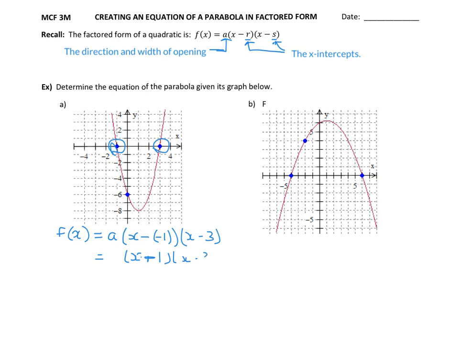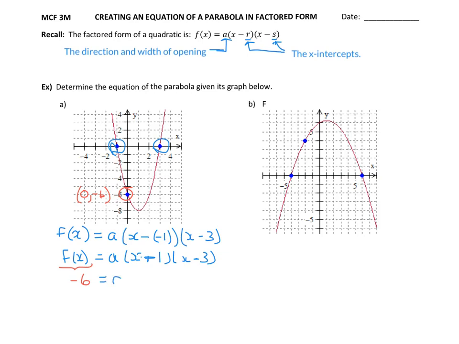Now, the next part here is finding that value of A. So what we're going to do is find another point on the parabola and sub that in for the x and for the y. And you'll see that here's another point on the parabola right here. That ordered pair, the y-intercept, is at negative 6. So the ordered pair is 0, negative 6. So remember, your f of x is the same thing as y. So we're going to put our negative 6 in here.